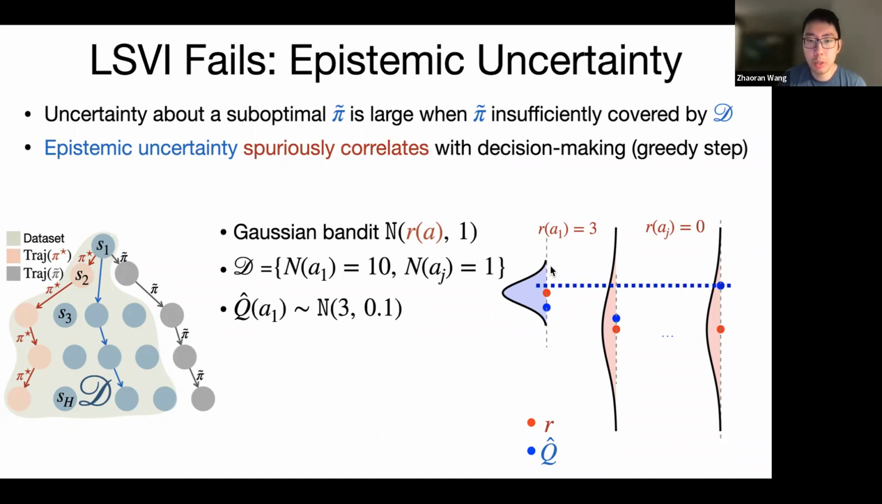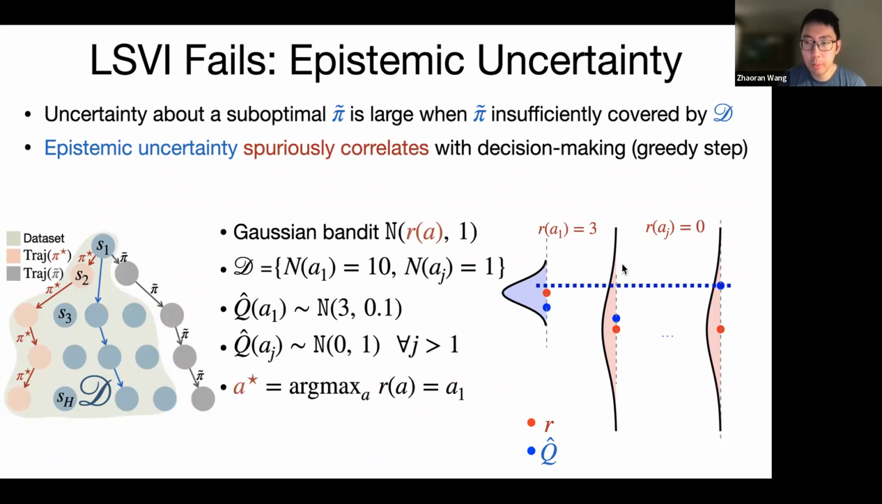So in this case, because we don't have any state, the Q function just boils down to the reward, and the estimator for the reward is just the sample mean. So it's an unbiased estimator. The mean is 3, and the variance is 0.1 because we have visited it 10 times. For the other arms, we have visited only 1 time, so the variance is much larger. The mean is also 0. So supposedly, we should be selecting the first arm.